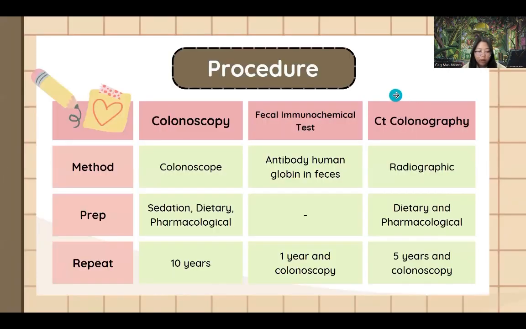Colonoscopy detects colon lesions. The colonoscope, a flexible tube with a light and small video camera, examines the whole colon and rectum. During the procedure, sedation calms the patient. It requires dietary and medication changes despite its benefit. It is done twice every decade. FIT uses antibody to detect human globin in the feces.